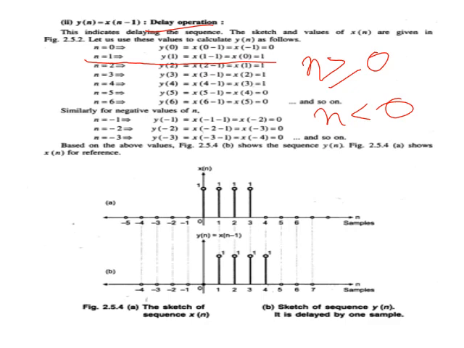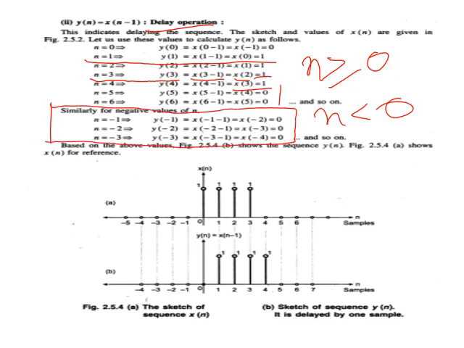So for an intermediate value, let us say n equals 3, what will happen? Y of 3 is nothing but x of 3 minus 1, that is x of 2. And what is the original value of x of 2? That is 1. So 0, 1, 2 and the last one is 3. And for 4, 5, you will see the 0 value. This is for n greater than or equal to 0. And for n less than 0, what will happen? This complete thing will happen.